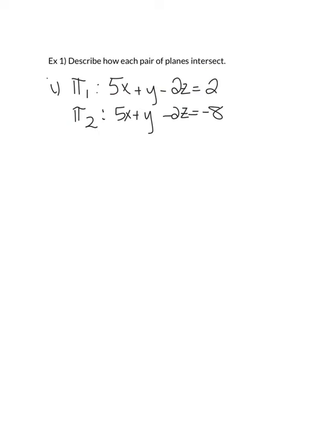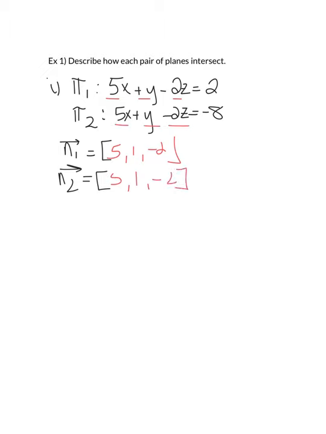So our first example says, describe how each pair of planes intersect. So again, when I'm describing a plane, I'm going to use the pi symbol. So plane 1, its scalar equation is 5x plus y minus 2z equals 2. And plane 2, 5x plus y minus 2z equals negative 8. So the first thing that I notice right away is that the normals for both of these planes are the same. So for my first normal, I'm going to take a look at these coefficients, and I get 5, 1, negative 2. It's going to be the exact same for plane 2.